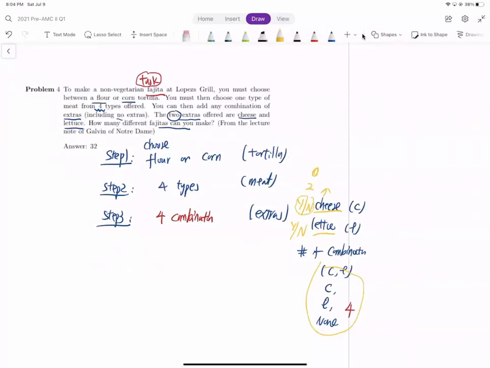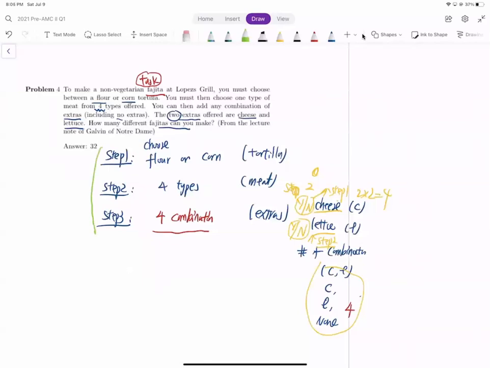So for step 1, I choose cheese: I want it or not want it. So I have 2 options. Step 2, I choose lettuce, yes or no. You want it or you don't want it, so 2 options. Multiply together, you get 4 options. So this is another way to get the 4 combinations instead of listing them out. But anyway, now let's go back to our main task.